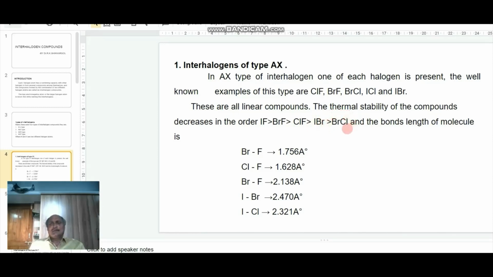Likewise, the bond length of the molecule is also indicated as shown. The bond length between bromine and fluorine in bromine monofluoride is 1.756 Angstrom units. The bond length between chlorine and fluorine in chlorine monofluoride is 1.628 Angstrom units. Likewise, the bond distance in iodine monochloride is 2.321 Angstrom units.